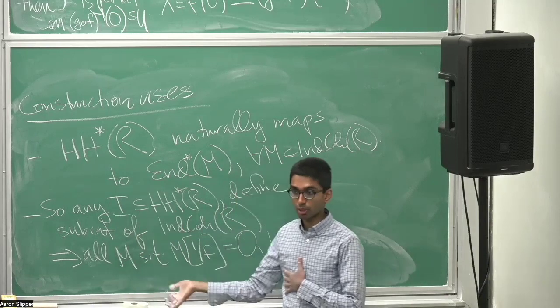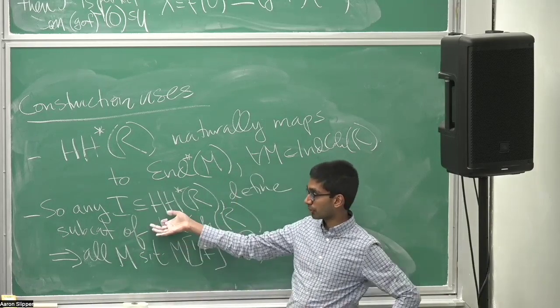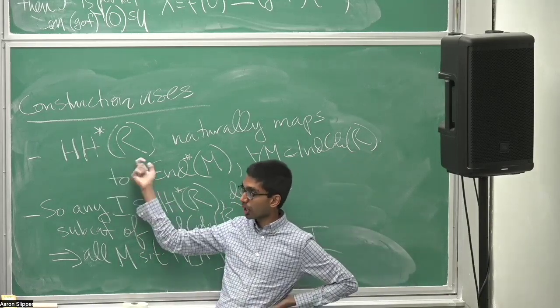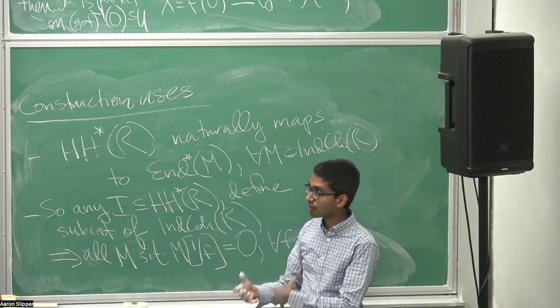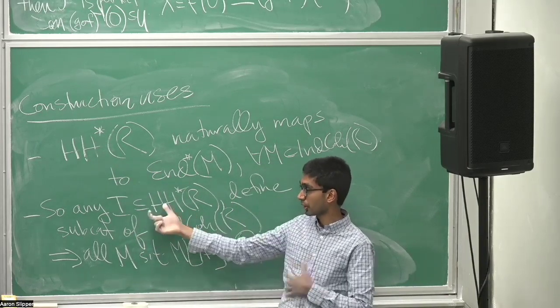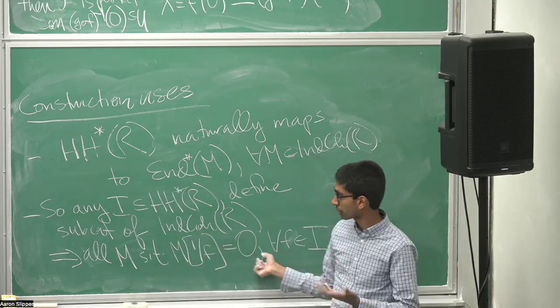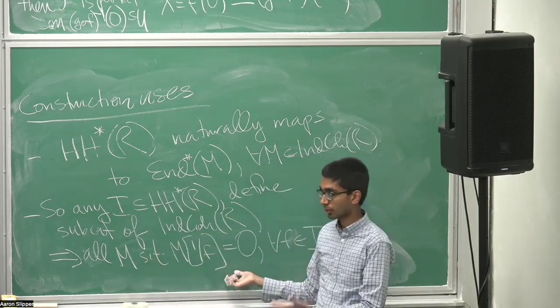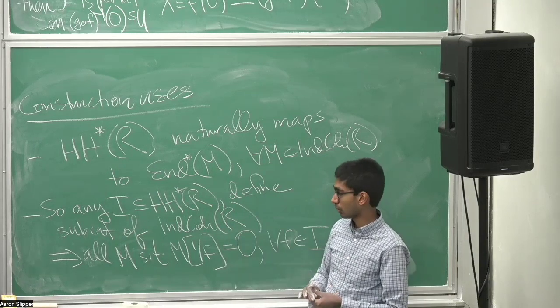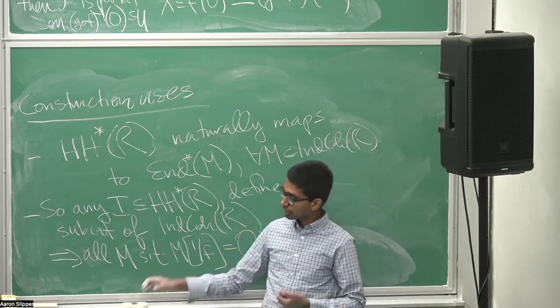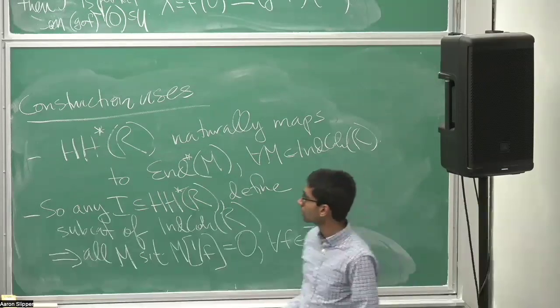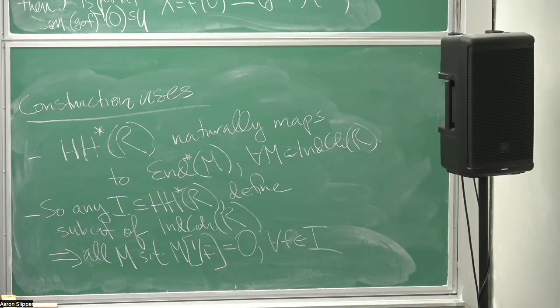So this is an observation that you can do in any presentable stable infinity category. If you look at the Hochschild cohomology ring, and you have a homogeneous ideal in it, then you can use that to define a localizing subcategory: all M such that when you invert those operators, you get 0. Well, when you invert any element of an ideal, you get 0. Okay.